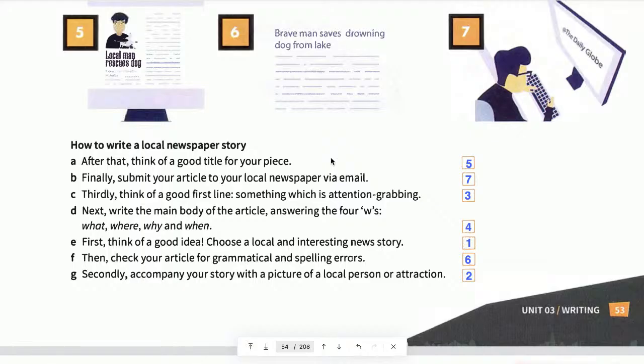Attention grabbing, yes. Do you know grab? You try to get something, you try to catch something. You understand attention? Yeah, attention, like pay attention. So thirdly, think of a good first line, something which is attention grabbing. That means it should grab the attention of people.